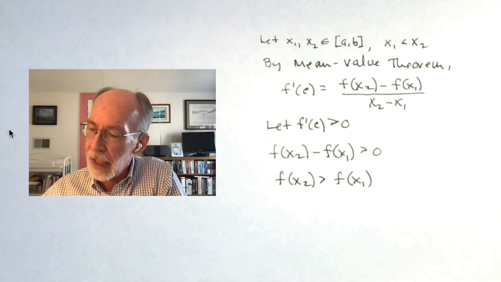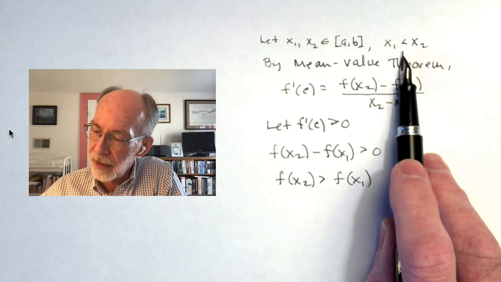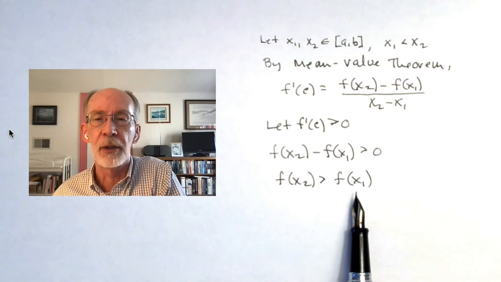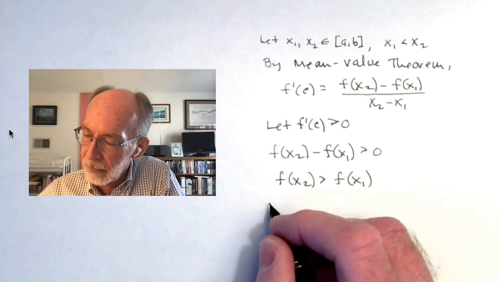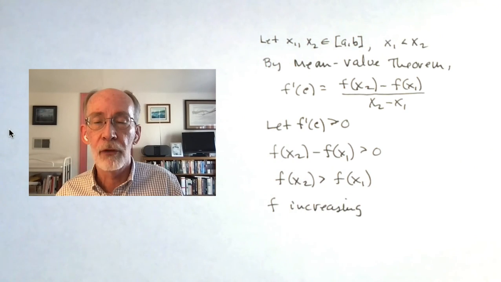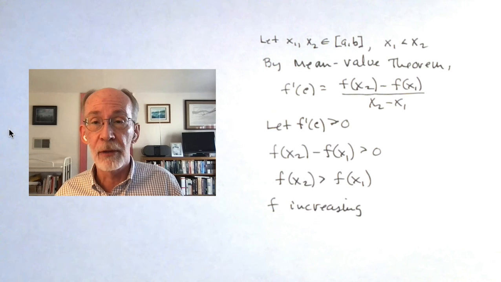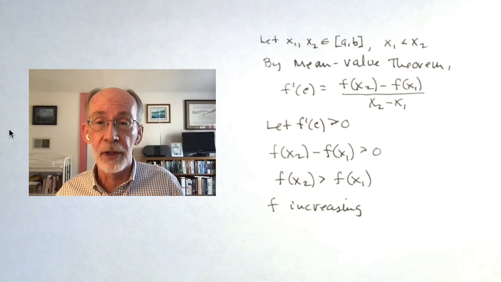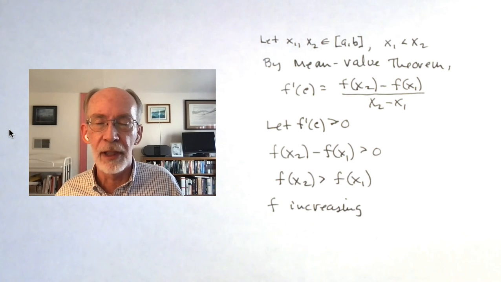But now we have a situation where a lesser value of x has produced a lesser value of the function, and that, my friends, is the definition of an increasing function. So, positive derivative on the open interval, increasing function on the closed interval. Negative derivative on the open interval, decreasing function on the closed interval. Zero derivative on the open interval, constant function on the closed interval. Those last two follow immediately in a very similar fashion to what we just did for the increasing function.